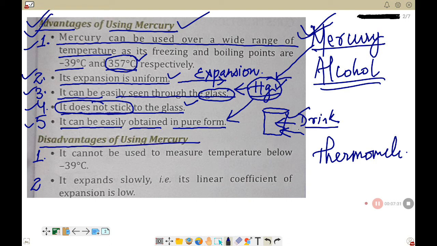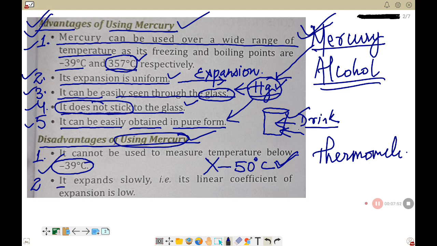Number 1, you cannot measure the temperature below minus 39 degrees Celsius. So if you have a temperature of minus 50 degrees Celsius, then you cannot measure this low temperature with the help of a mercury thermometer, because a mercury thermometer can measure only up to minus 39 degrees Celsius.